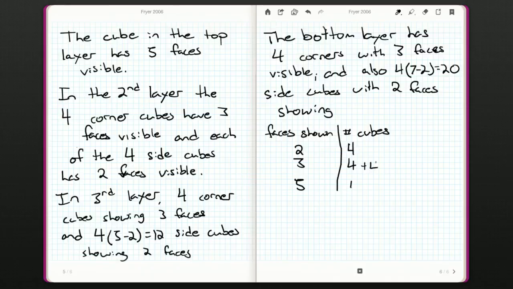Then in the third layer we have 4 more corner cubes. In the fourth layer we have 4 more corner cubes. So a total of 12 cubes showing exactly 3 faces. Sorry. And in the third layer we have 12 side cubes showing 2 faces. And in the last layer we have 20 side cubes showing 2 faces. So that gives us a total of 36.